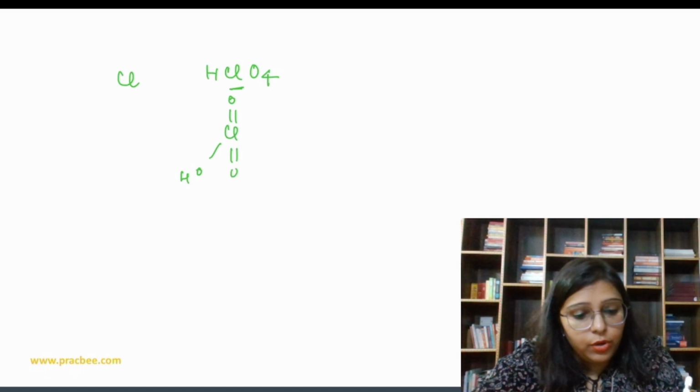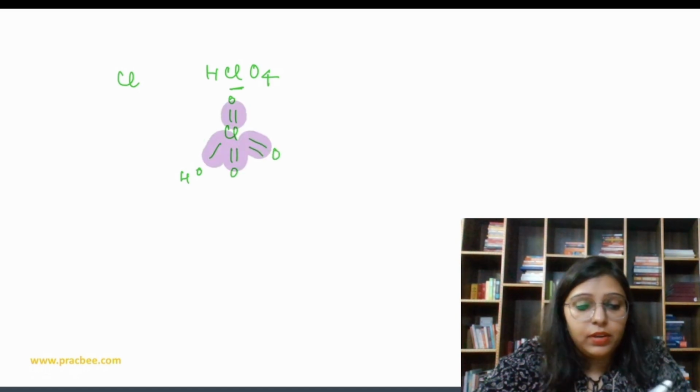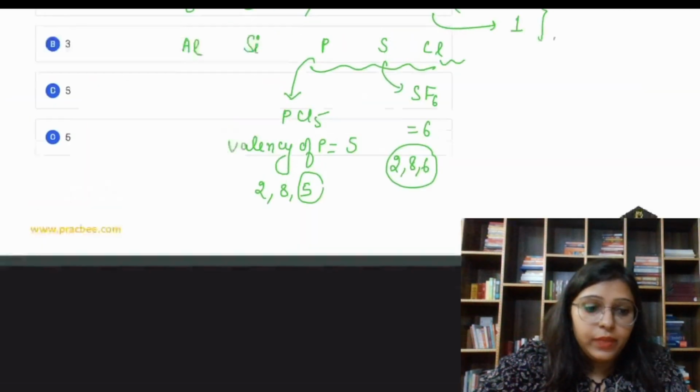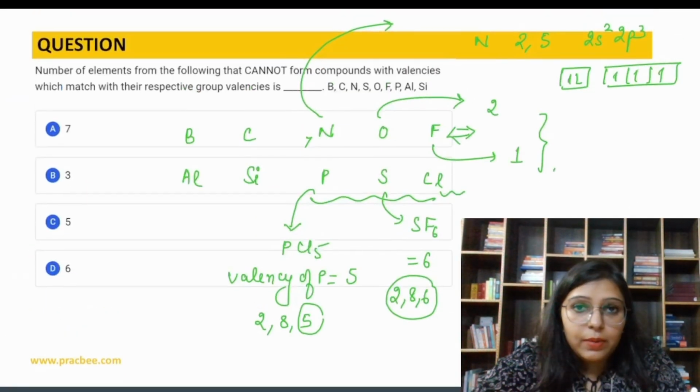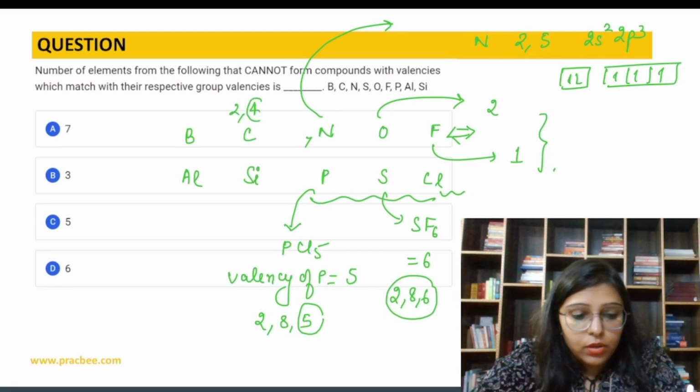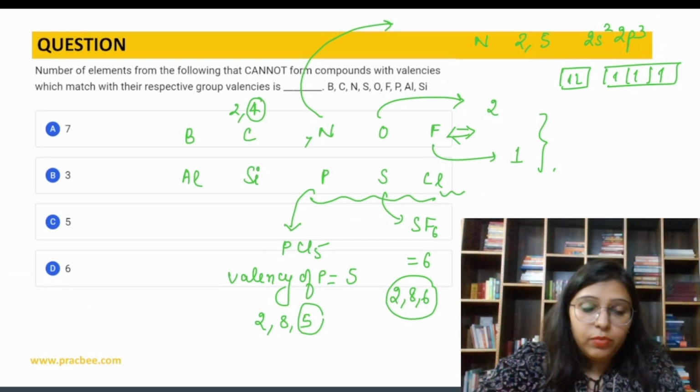OH, double bond O, double bond O. So total 7 bonds: 2, 4, 5, 6, 7. So HClO4 is the same, okay? Now carbon is group 14, so basically 2 and we can say 4. So here it should be 4. Group number 14, so here 4, so carbon can form 4 bonds, silicon also can form 4 bonds.